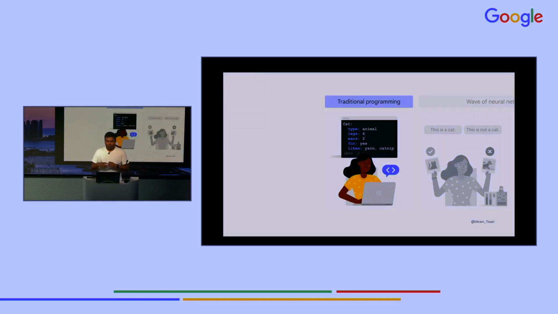So when we talk about evaluating anything, we start with traditional programming. How many people here are programmers as a background? Nice. Okay. How many people are product managers or don't have anything to do with programming? Marketing, anything else? All right, so I don't have to go deep into this. Traditional programming is fairly simple. You come in, you define your variables. In this example, I'm trying to identify what is a cat. To identify a cat, I had to describe that it's a type of animal. It has 4 legs, 2 ears, and has fur, and it likes yarn and catnip.